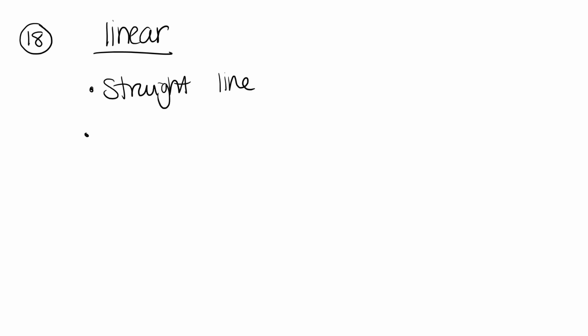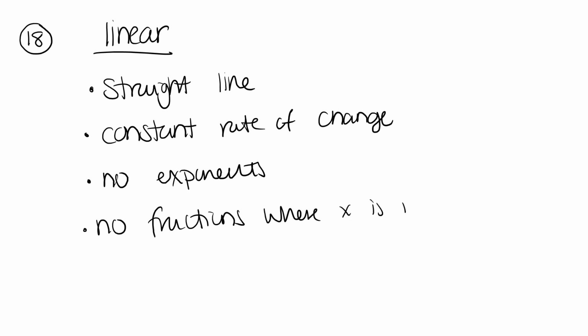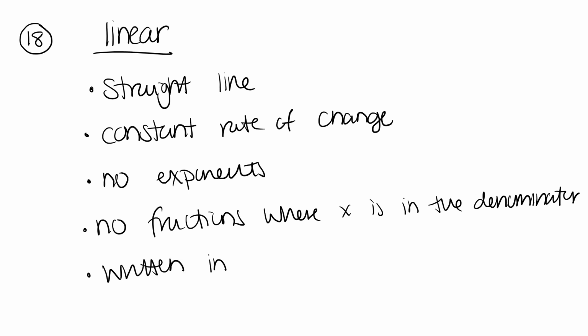Number 18, it asks you to list all characteristics of a linear function. We know that the word linear means a straight line. In order to have a straight line, you have to have a constant rate of change. You can have no exponents if it's an equation. No fractions where x is in the denominator. And it can be written in slope-intercept form. That's y equals mx plus b.